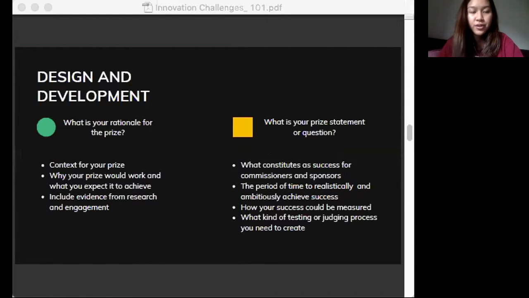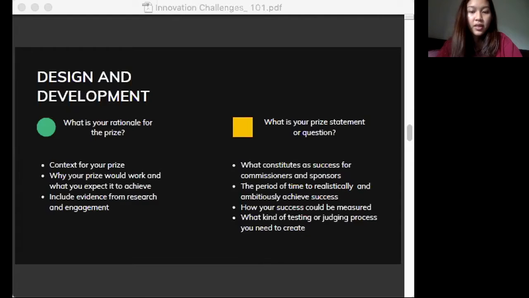So you're gonna have to ask yourself, what is your rationale for the prize? Describe the context for your prize and the need you are trying to address, the problem you are trying to solve, or the opportunity you are aiming to make. Explain your theory for why the prize will work and what you will expect to achieve. Include the evidence you have gathered from research and engagement to substantiate your account.